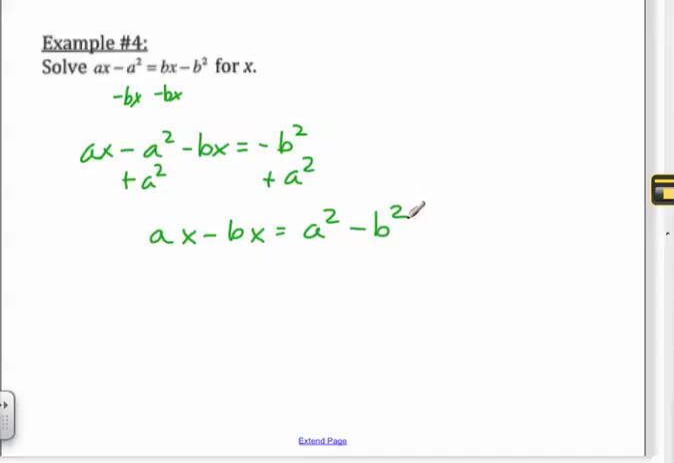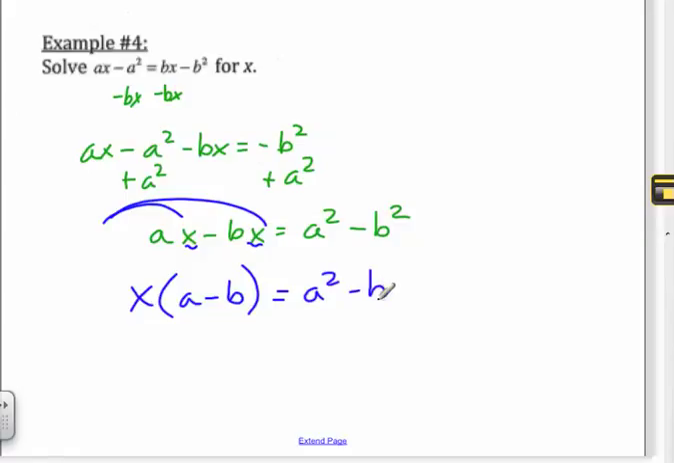Remember, if I'm solving for x, I have to get x by itself. Anybody have an idea what I want to do here to get x by itself? Kyle? No? That's not what I want to do first. Kyle's suggestion was to divide by a, but I still got a b with the x. Austin? Factor out the x. X is in both of these terms, so I'm going to take it and put it out front. I'm going to get x times a minus b equals a squared minus b squared.